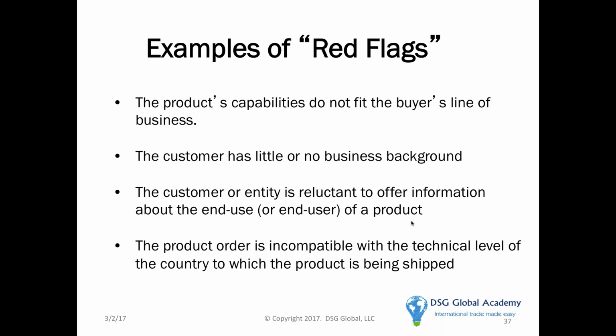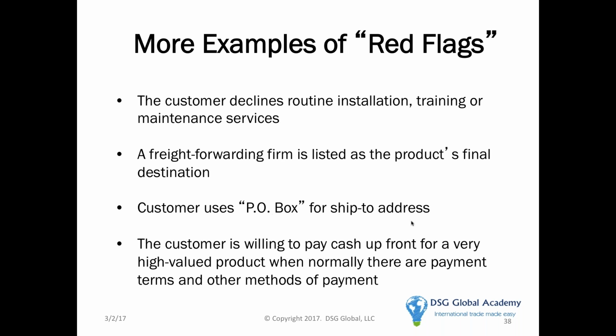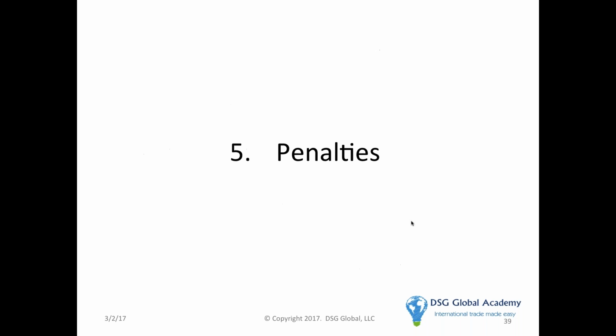What if the buyer is from a totally different business from your product's capabilities? What if they are tight-lipped about the end use of the product? I won't read through this, but whenever there's a freight forwarder or another agent listed at the final destination, it's like, where is it really going? Obviously, the last bullet here, willing to pay cash up front, is a huge red flag.